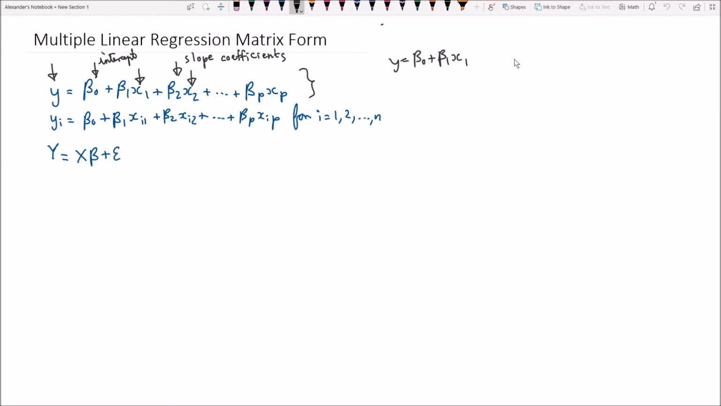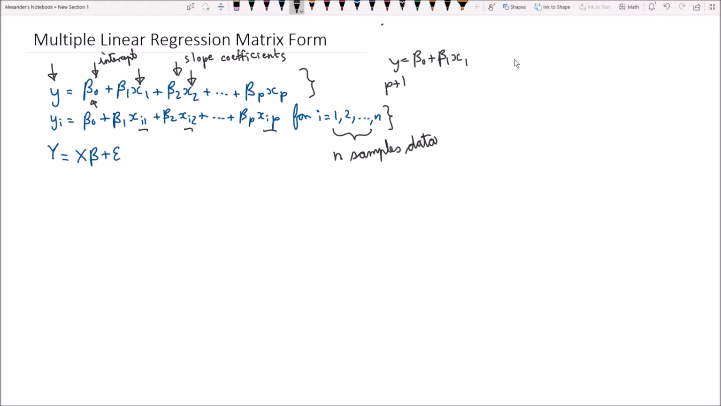So we've got p plus 1 regressors if we include the intercept coefficient over here. But when we look at an individual row in our data, we will see that yi is equal to beta 0 plus beta 1 xi1 plus beta 2 xi2 all the way summing up to beta p xip for i equals 1 to n. And this 1 to n is because we have n samples in our data set. So n samples of data.